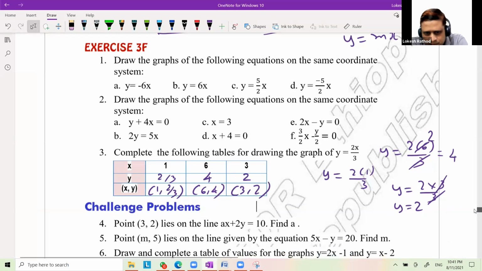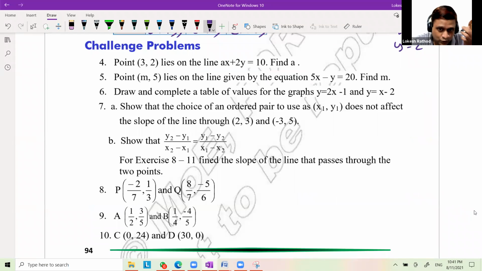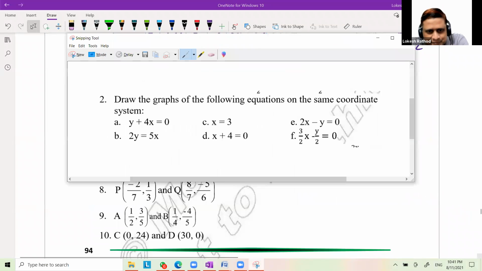Right. Then we have a few other questions. If this point lies on this line, then find value of a. Okay, so we need to find value of a if this point lies on this line, right? So this can be done in this way.